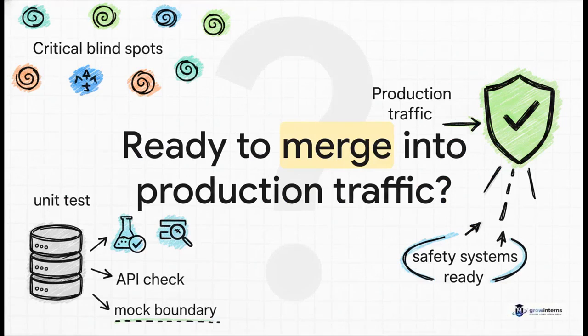Which brings us to the end of day 20. Every single unit test you write, every Supertest API check you run, and every MSW boundary you mock is a critical blind spot that you have successfully covered. So I'll leave you with this to think about. Take a hard look at your current codebase. Are your safety systems actually ready for production traffic? Keep that in mind, and I'll catch you in the next one.